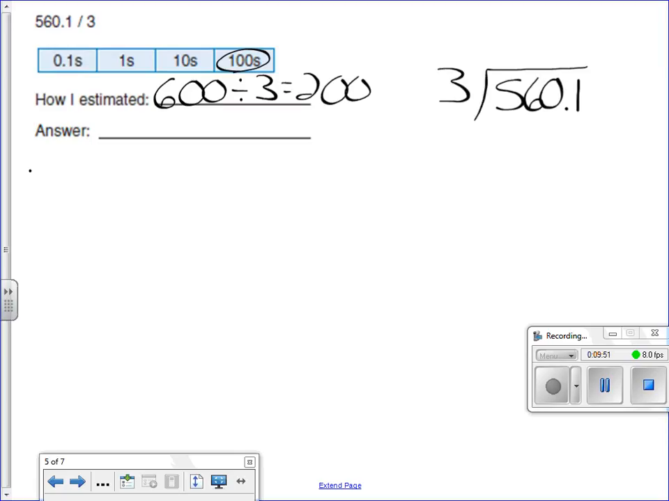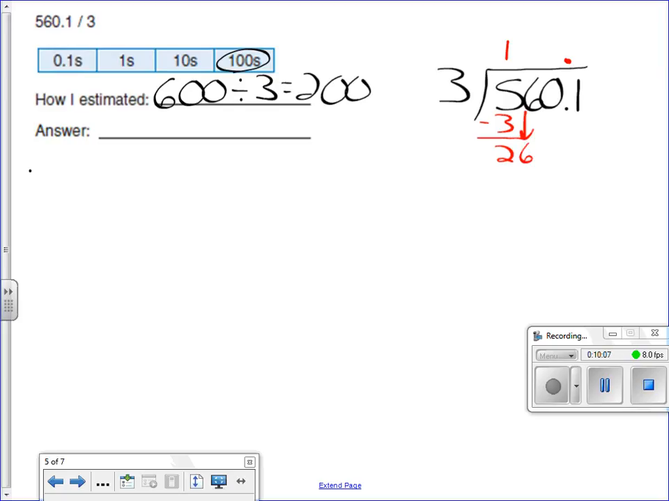Go ahead and change colors. First thing I need to do, move the decimal up. Cannot forget the decimal. I'm going to work out the problem. Can 3 go into 5? Sure can, one time. 3 times 1 equals 3. Go ahead and subtract, bring down the 6.